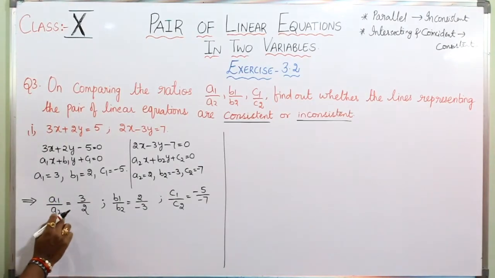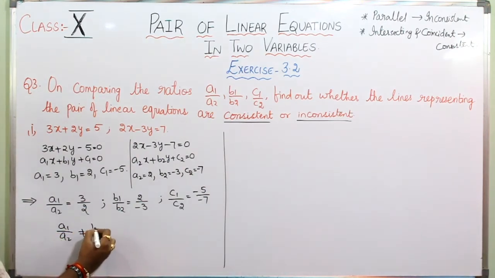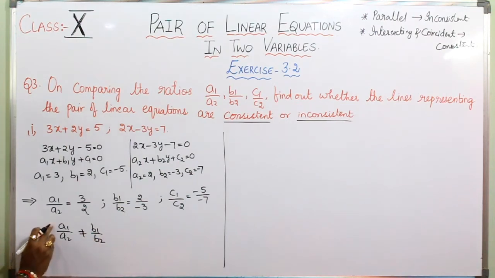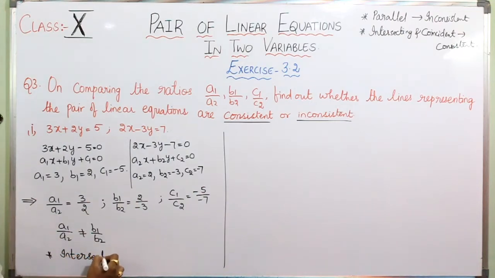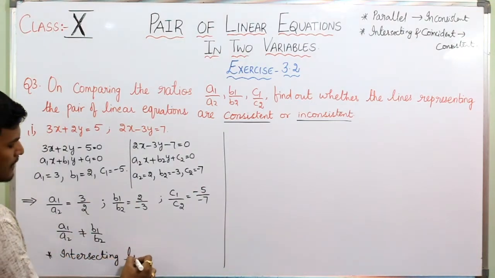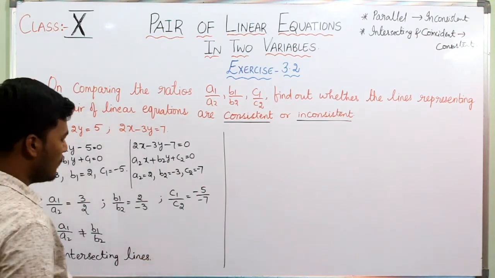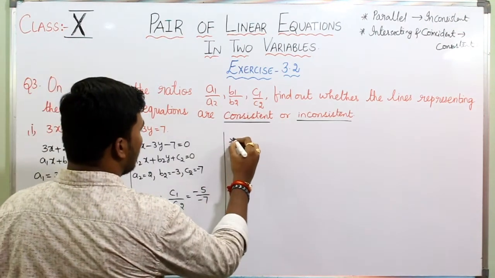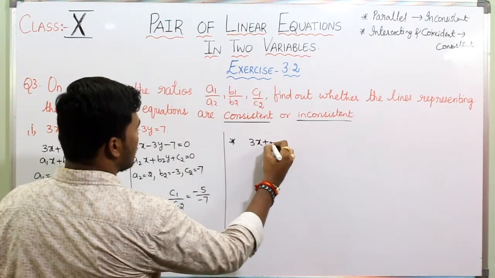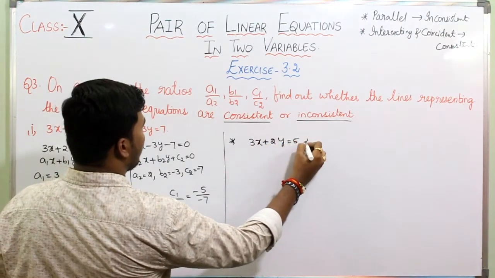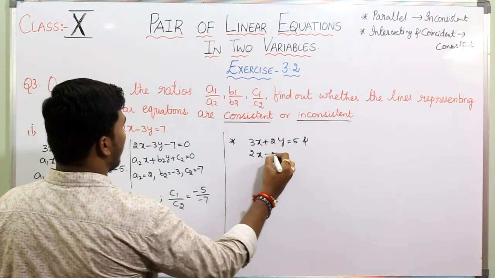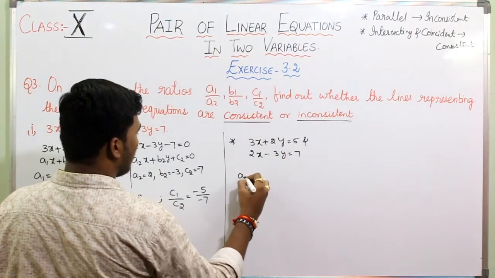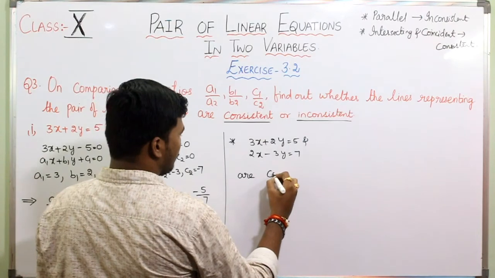So now by checking the condition, that is a1 by a2 is not equals to b1 by b2. So as it is not equals, then they are called as what type of solution? Then they are intersecting lines. So as they are intersecting lines, they will have one solution. So therefore the equations 3x plus 2y is equals to 5 and 2x minus 3y is equals to 7 are consistent.